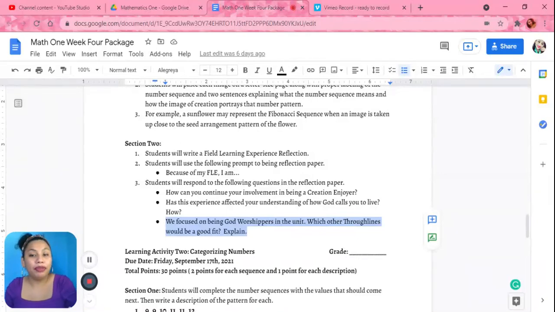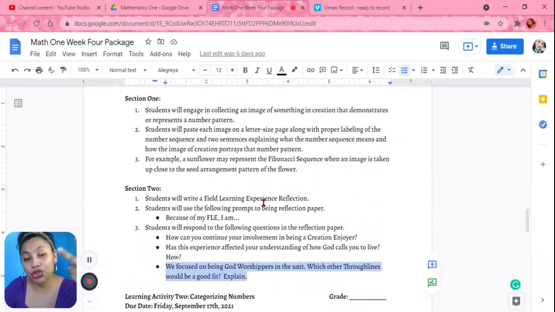So you could have been beauty creators, creation enjoyers, idolatry discerners, order discoverers, any one of those that you think links to this topic. And then you would tell me why. Why are we beauty creators in this topic? Why are we idolatry discerners in this topic? All right.